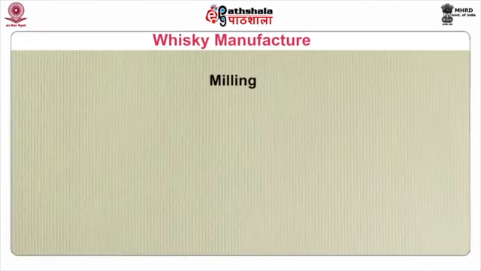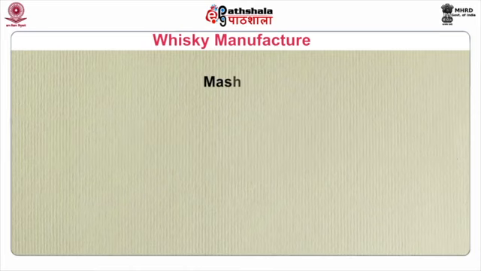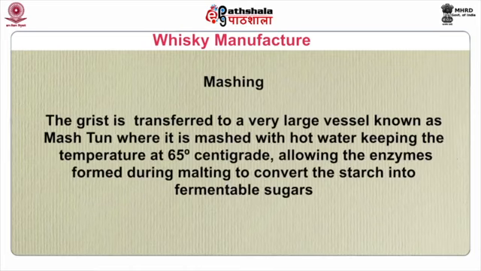The second step is milling. Malted barley is taken to the distillery where the malts are ground by passing them through a mill, producing a fine powder called grist. Then we go for mashing. The grist is transferred to a very large vessel known as a mash tun, where it is mashed with hot water, keeping the temperature at 65 degrees centigrade, allowing the enzymes formed during malting to convert the starch into fermentable sugars. The resulting sweet brown liquid is known as wort. The final water is then retained as the first water of the next batch.